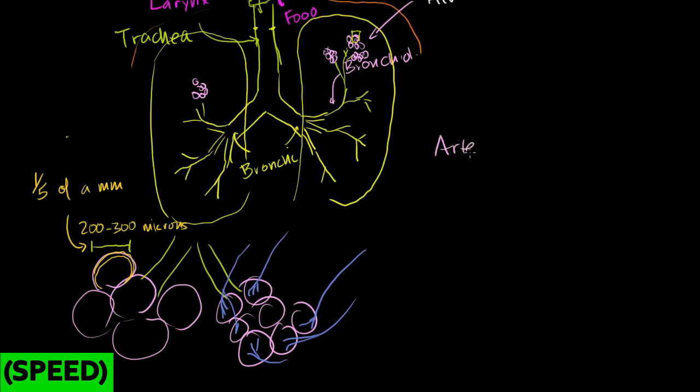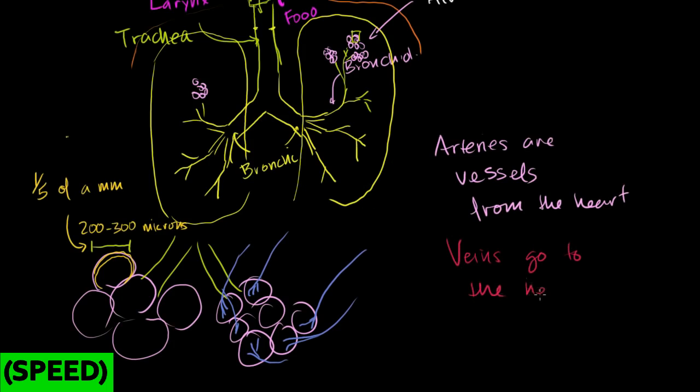So arteries are blood vessels from the heart, and you've probably heard of arteries. The vessels that go to the heart are called veins. Veins go to the heart. This is really important to keep in mind, because later on you're going to see that arteries don't always carry oxygen, or aren't always deoxygenated, and veins aren't always one or the other. We're going to go into a lot more detail when we cover the heart and the circulatory system. But just remember, arteries go away, veins go to the heart.